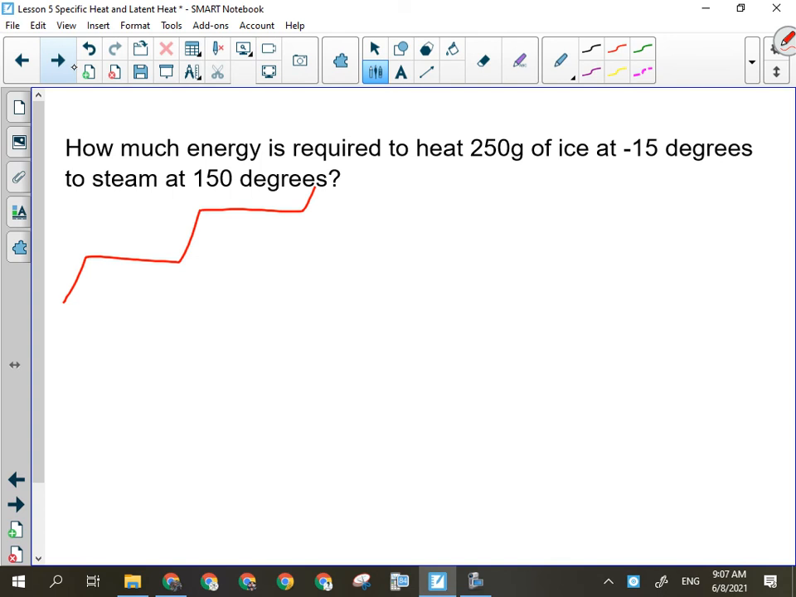Anywhere where water is changing temperature, whether it's ice, liquid water, or steam, we're changing the water's kinetic thermal energy. That means we use E equals mc delta T to calculate how much energy, because we have a temperature change.